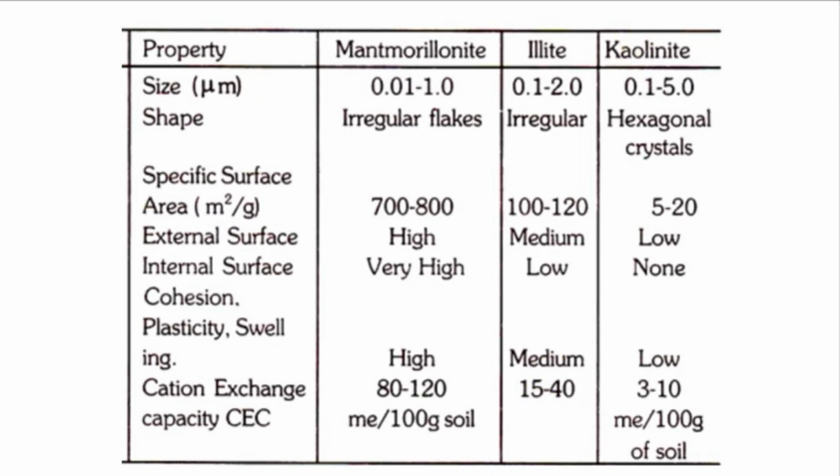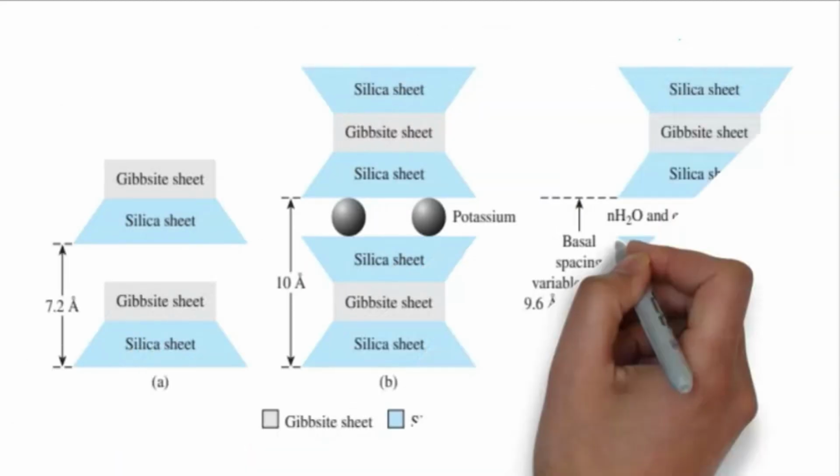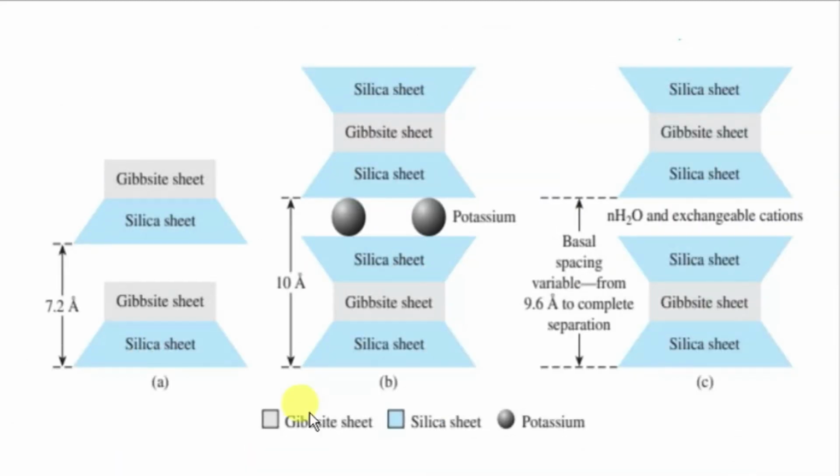Proceeding with the next, let's see all the images together and see whether you can identify them. As I said, this has a separation of 7.2 Angstrom, this has a separation of 10 Angstrom, and this has a separation of 9.6 Angstrom to complete separation, meaning infinite. Also notice that the hydrogen bond is strong, and the water bond and exchangeable cation bond is the weakest one.